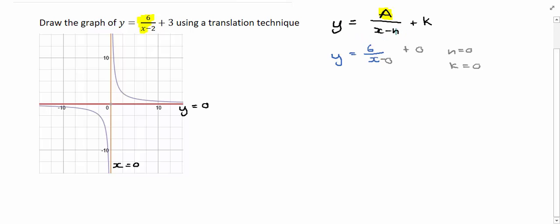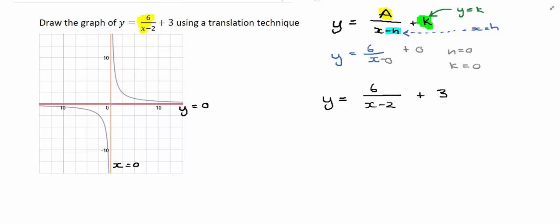The reason I'm pointing this out is because the value of h is going to give us our vertical asymptote. So that's our asymptote where x equals h. So for this situation here, where h is equal to 0, we end up with x equals 0 as an asymptote. And then if we have a look at the value of k, that's going to give us our horizontal asymptote. So y is equal to k. So if we look at our basic one of y equals 6 over x, k is equal to 0. So that's why we've got a horizontal asymptote of y equals 0.